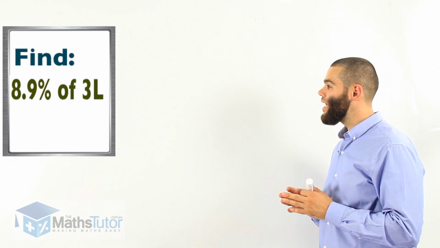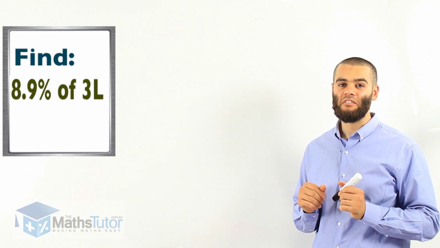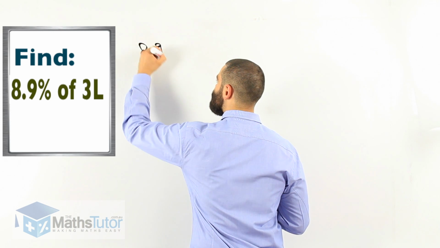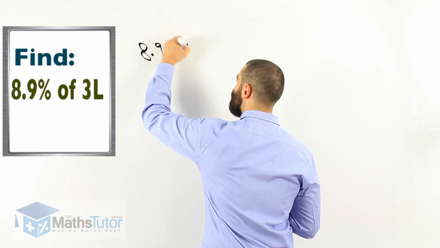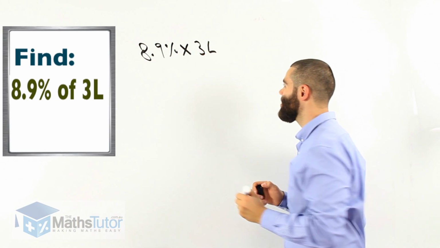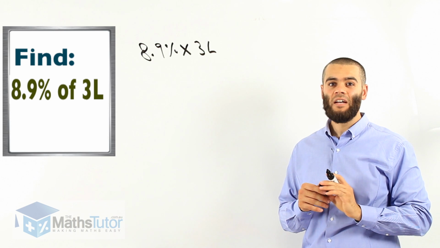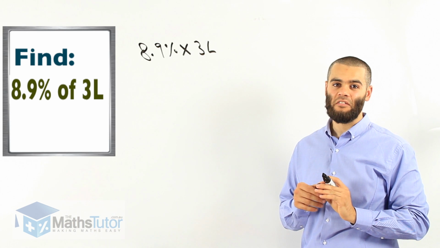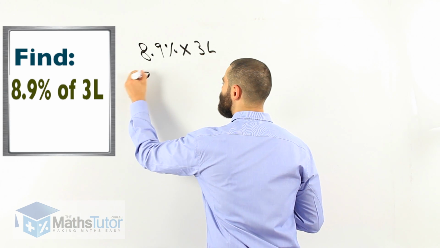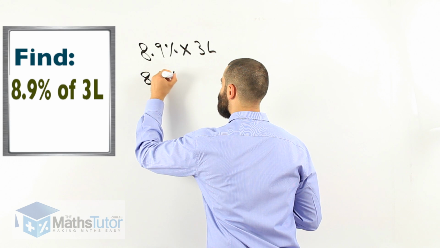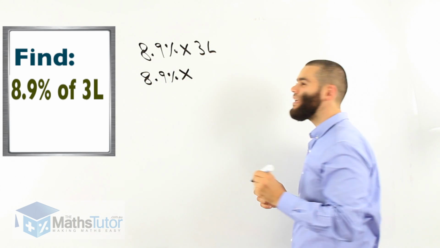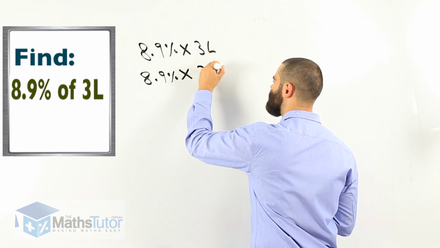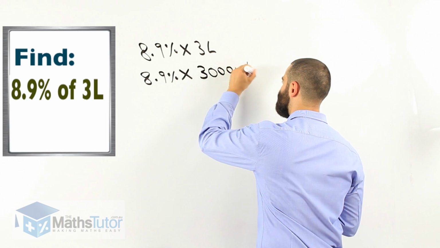Okay, next example. 8.9% of 3 liters. Let's write it down. We know 8.9% times 3 liters. Now, to make it easier, I like to change the liters to a smaller unit. Liters to milliliters. So 8.9% times 3 liters is how many milliliters? We times by 1,000, so 3,000 milliliters.